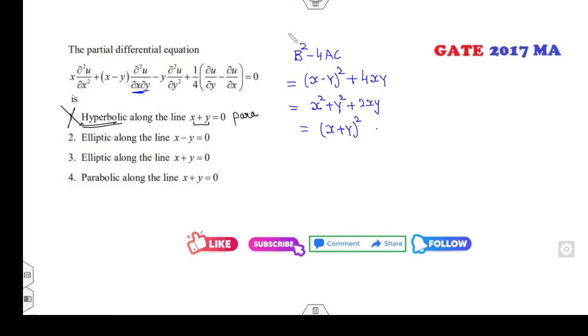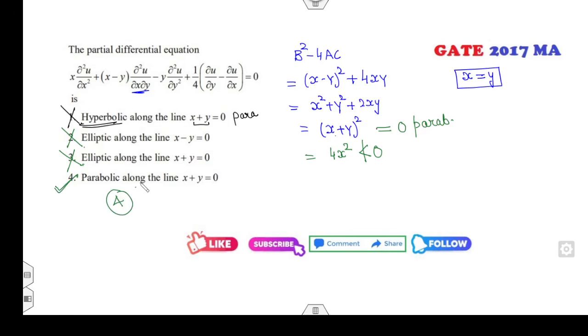द फर्स्ट ऑप्शन विल बी कैंसल. Whenever x minus y is equal to 0, that implies x is equal to y. So whenever x is equal to y, that gives you 4x square. It can never be less than 0. इलिप्टिकल के लिए लेस देन चाहिए ना, तो ये तब भी कैंसिल हो गया. Elliptic when x plus y is equal to 0. Whenever x plus y will be 0, that is equal to 0. Therefore, it is parabolic. So the last case, parabolic, is the right answer of the problem.